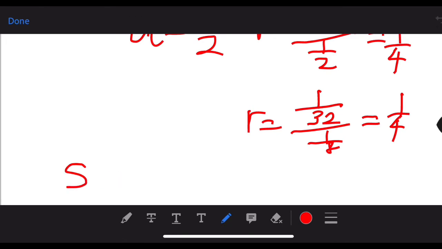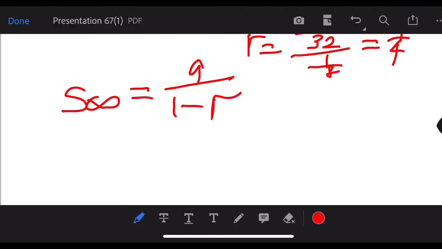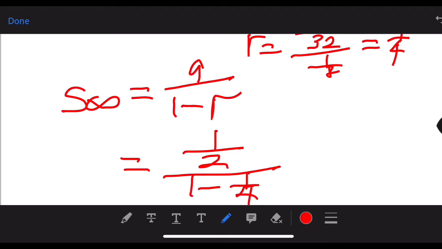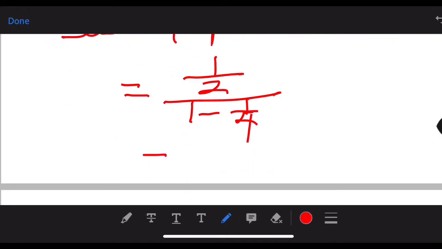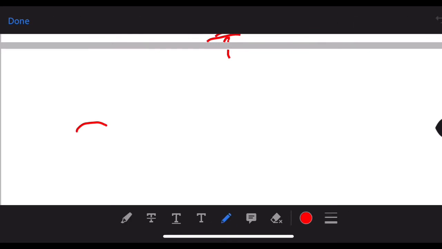So sum to infinity is a over 1 minus r. The sum to infinity is actually the sum of every term until the infinity term. So a is 1/2 and r is 1/4. If you simplify, you get 1/2 over 3/4. Finally, you get 1/2 times 4/3. So you get 2/3 as the sum to infinity. So this is the answer. Sum to infinity is 2/3.